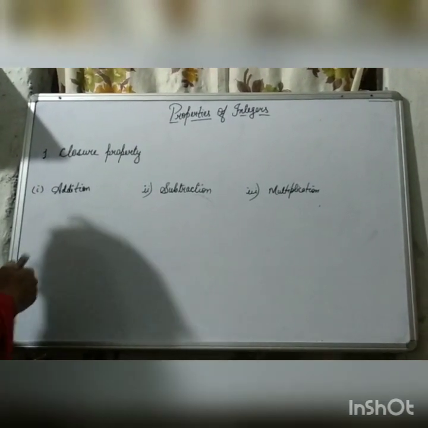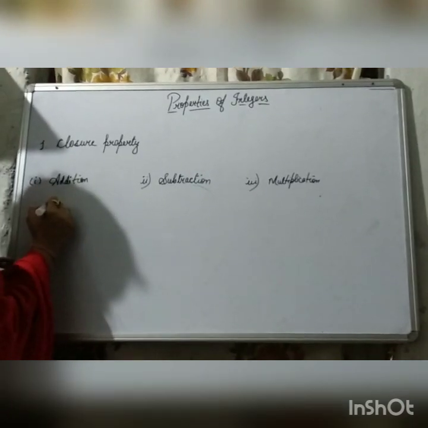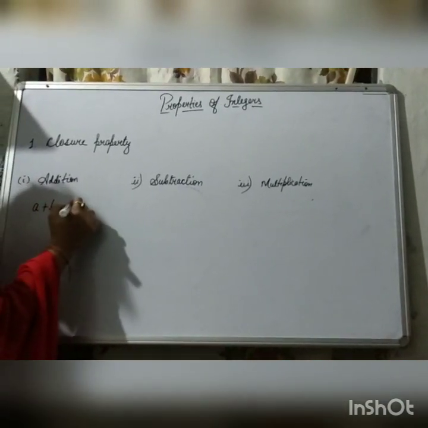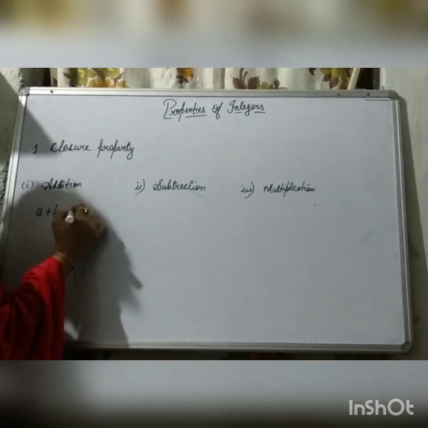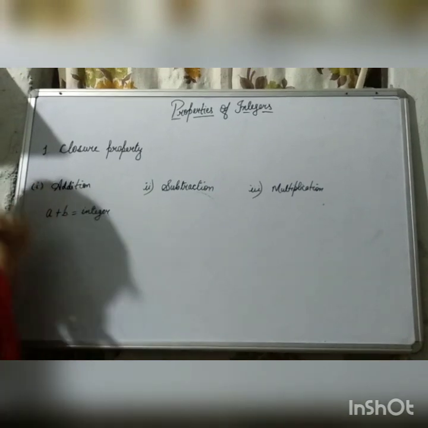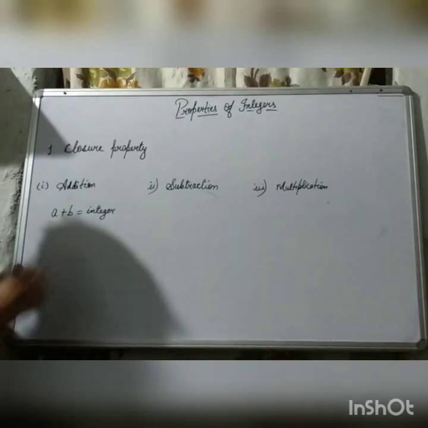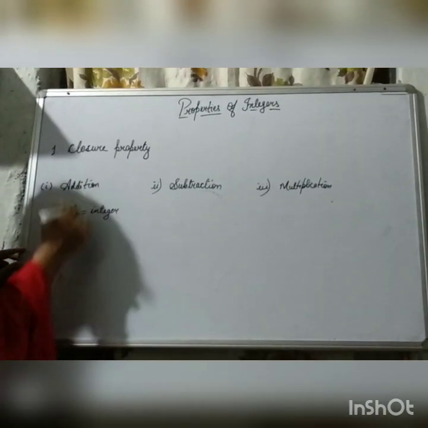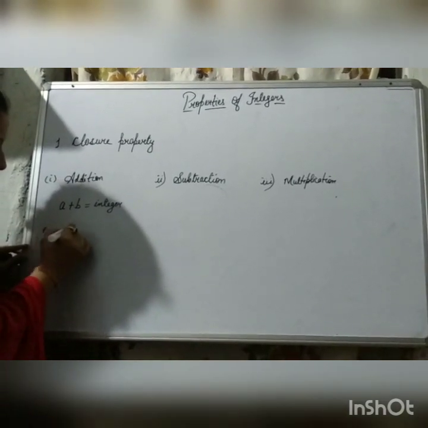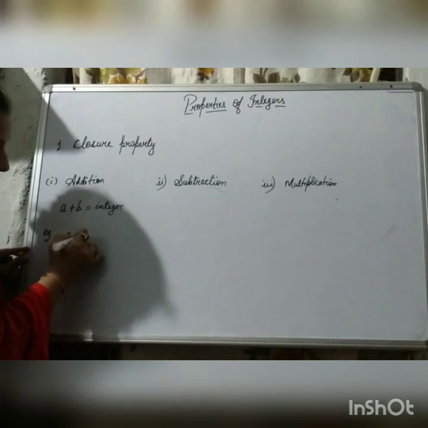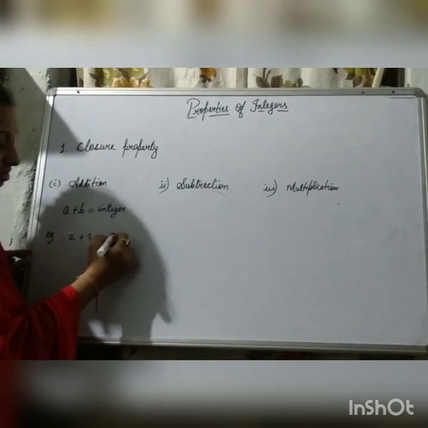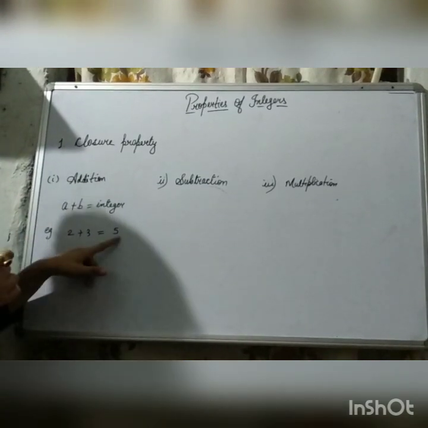According to the closure property, if we take two integers and add them, the answer should be an integer only. Let us take an example to see whether this is applicable to addition or not. If I take plus 2 and plus 3, both are positive integers. Now I add these two integers, so 5 will come. So 5 is also an integer.